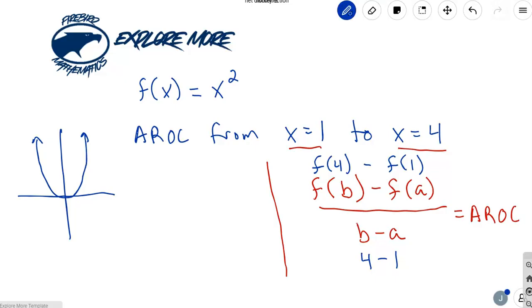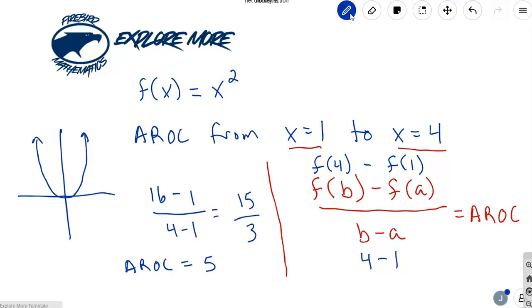So then all we have to do to find those values is plug them into our function. So f of 4, we plug in 4 into our f function. 4 squared is 16. We find f of 1 by plugging in 1 for x squared. 1 squared is 1, all over 4 minus 1. And so now we have values that we can use to evaluate this average rate of change. 16 minus 1 is 15. 4 minus 1 is 3. 15 divided by 3 is 5. And so the average rate of change from x equals 1 to x equals 4 is 5.